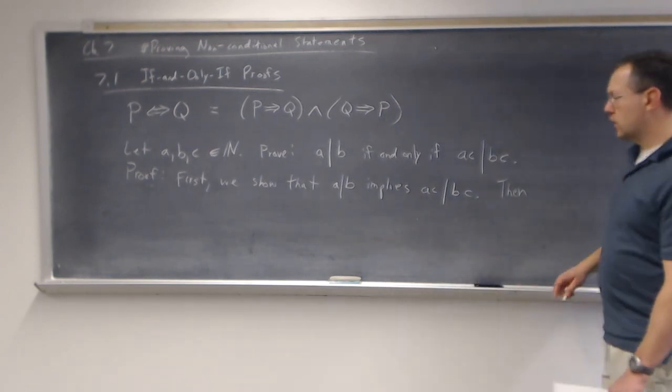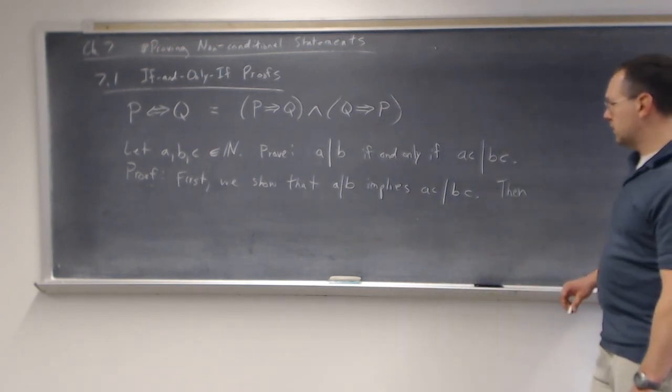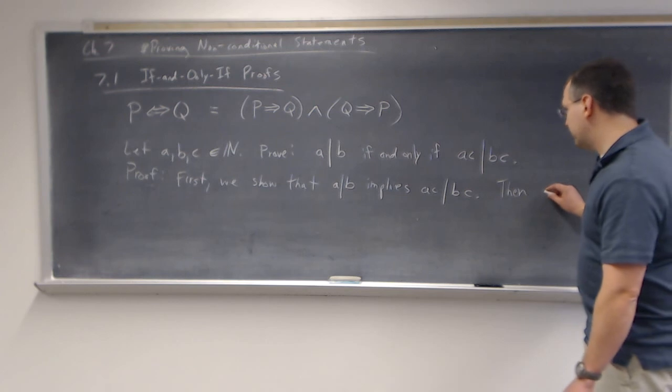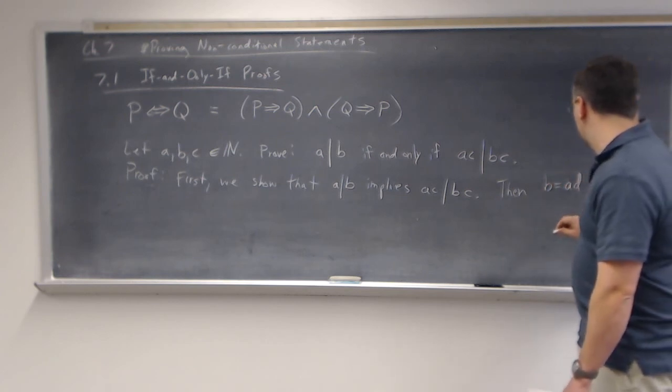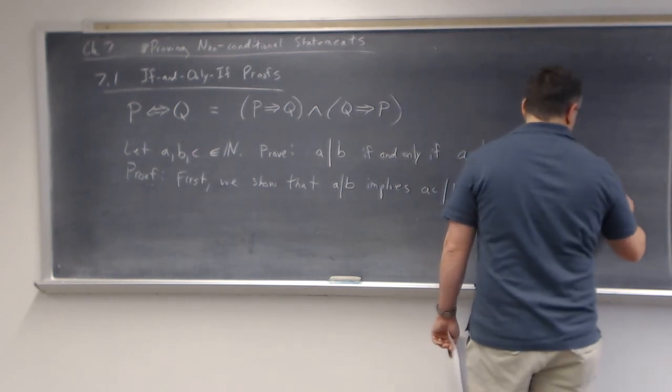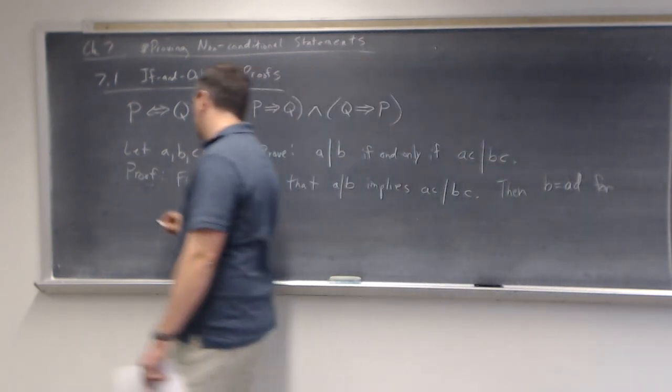Okay. So first we show that A divides B implies AC divides BC. Then B equals A times D for some integer D.